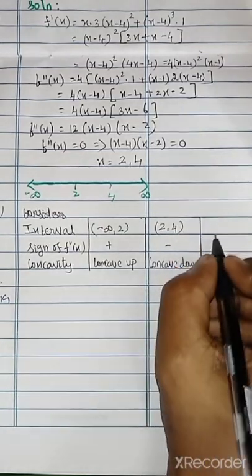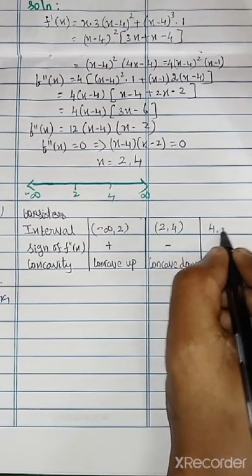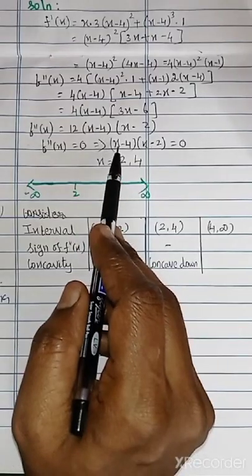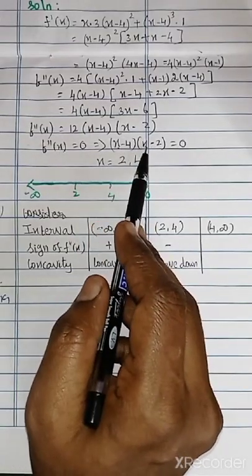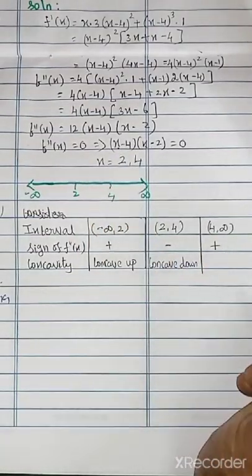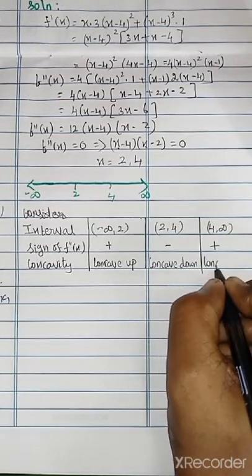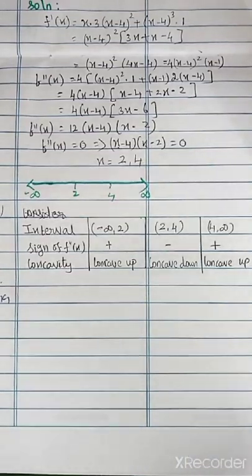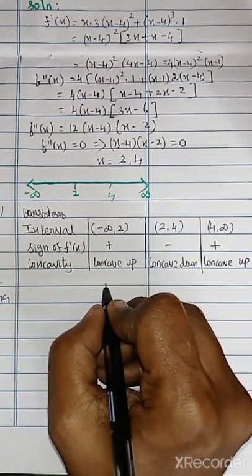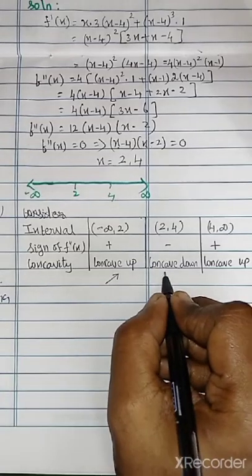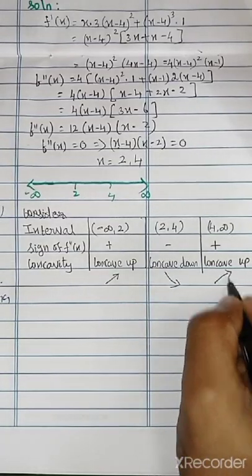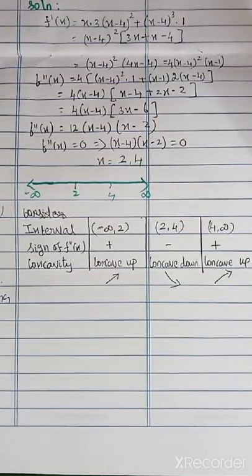Right? Now again, what is the last interval? 4 to infinity. If we take 4 to infinity, we can substitute 5. If we put 5 here, we will get a positive value. Here also positive, that is more positive, that is concave up. Correct? Okay, now this is your concave up, concave down, concave up. So we completed the intervals of concavity.